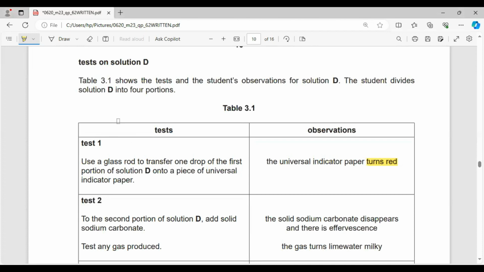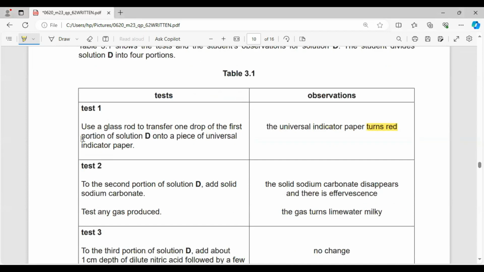Test on solution D. Use a glass rod to transfer 1 drop of the first portion of solution D onto a piece of universal indicator paper. The observation given is that the universal indicator paper turns red. So this is the first observation. As it turns red, it means it is a strong acid.